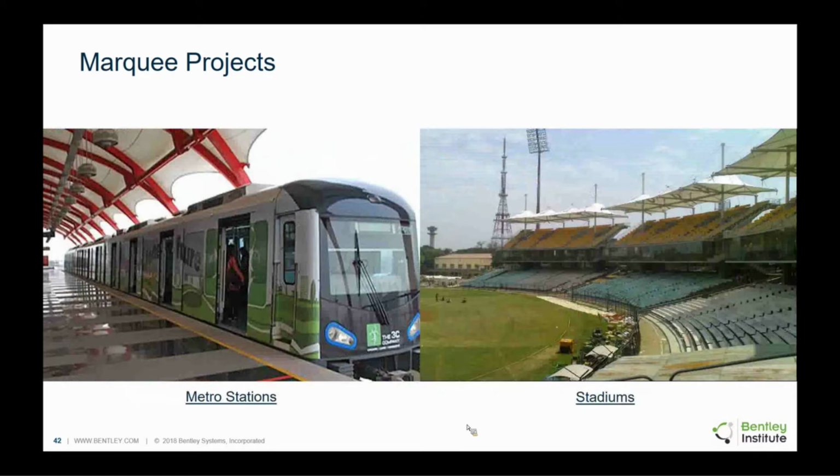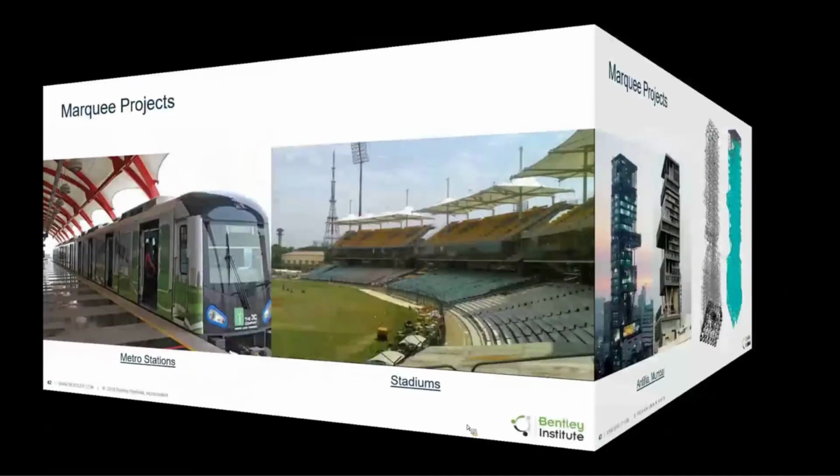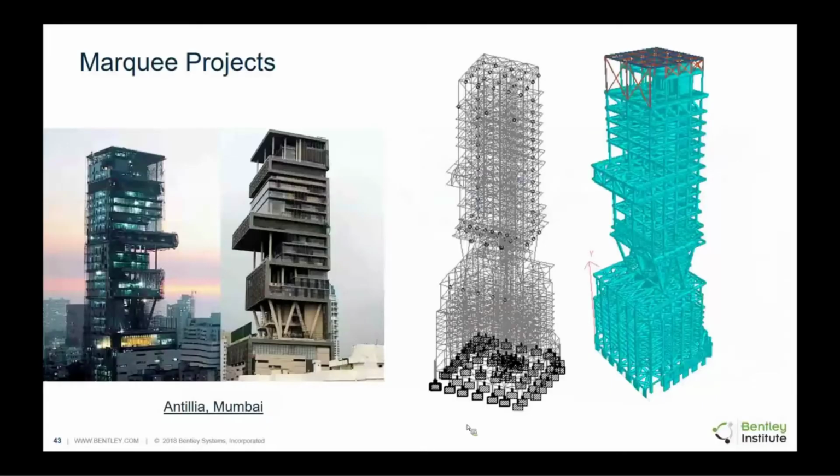One of the most complicated structures that we've been part of is this structure. For people who know it, it is the residence of the richest man in India. This is a structure in Mumbai. And you can see the actual structure. You can see the STAAD model. So proud to say it was actually done in STAAD.